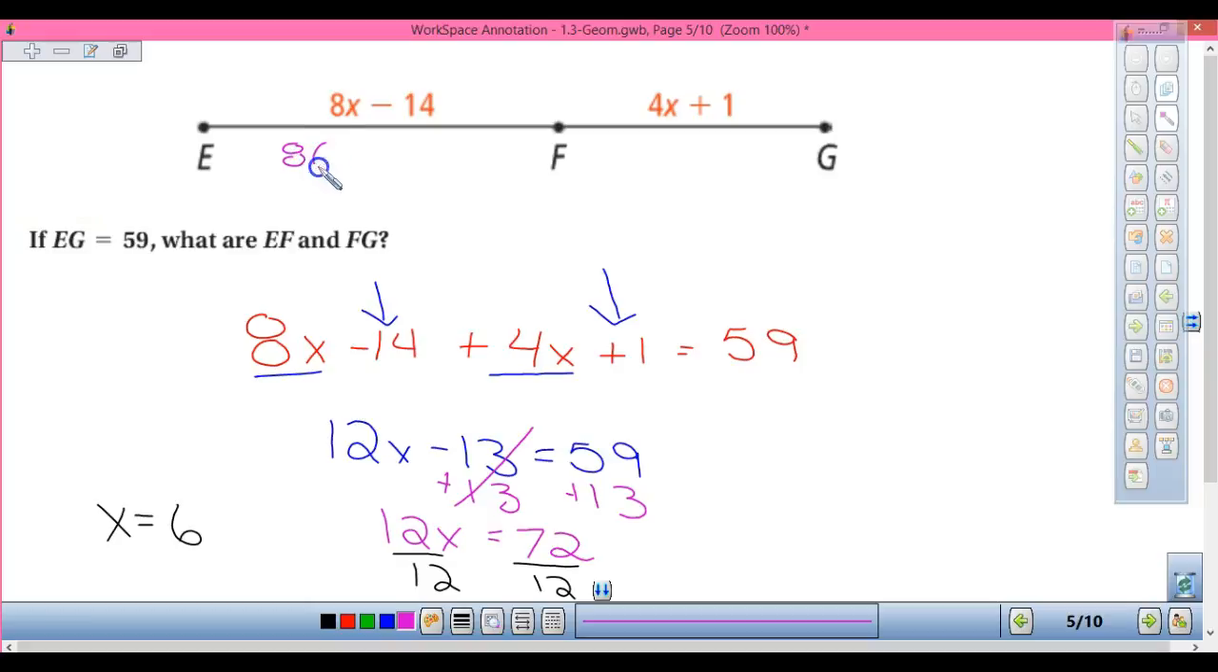So 8 times 6 minus 14, what's 8 times 6? 48 minus 14? Yep, 34. So EF is 34. We got to do the same thing to FG. 4 times 6 plus 1. 4 times 6 is 24 plus 1 is 25. How can I check to see if that's right? Yeah, those two together have to equal 59, do they?